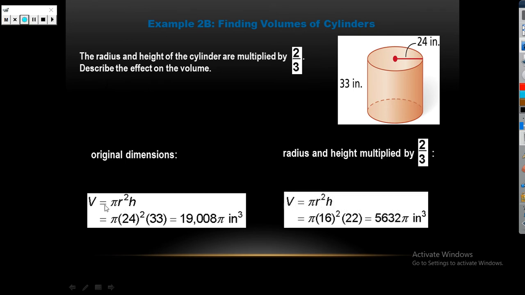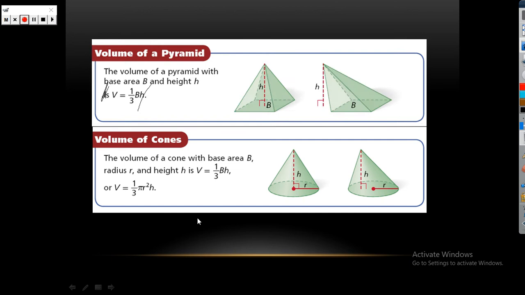So first, we have the volume of the original dimensions, V equals pi r squared times h, which is pi times 24 squared times 33, which will be 19,008 pi. And if I multiply both the radius and the height by 2 over 3, I will have pi times 16 squared times 22, which will be 5,632 pi. And if I just divide this by this, I'm gonna, oh, sorry.